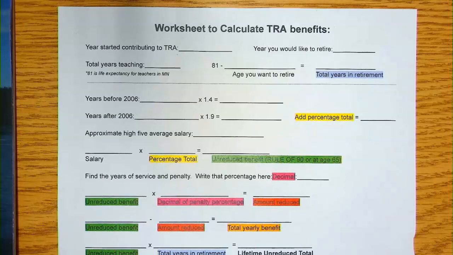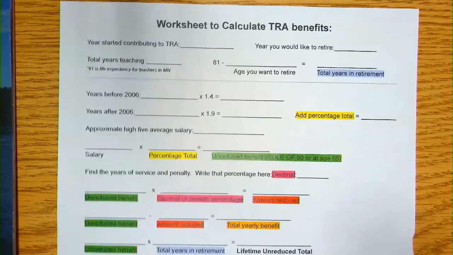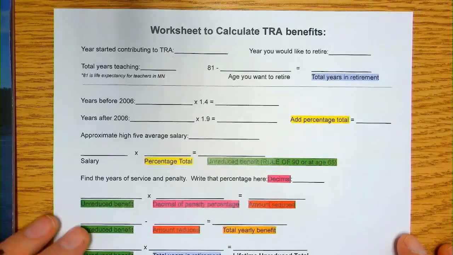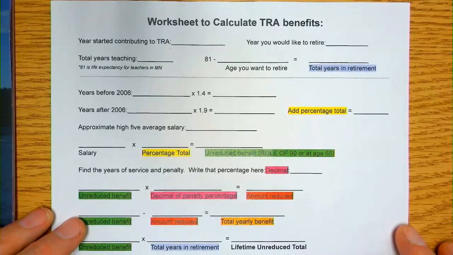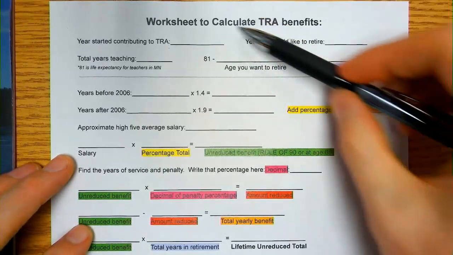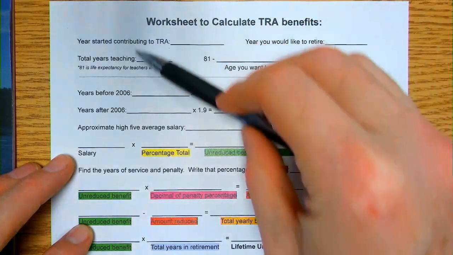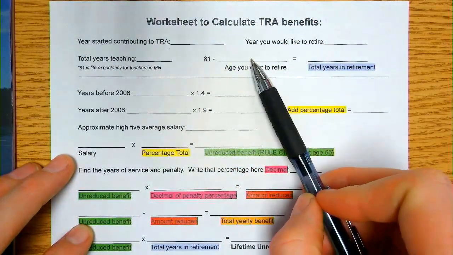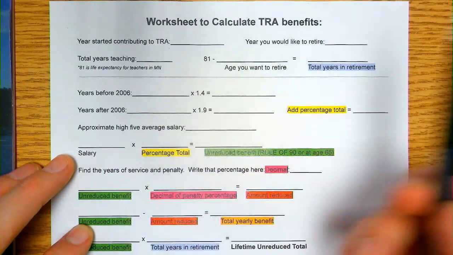All right, I'm going to go through a worksheet that I created to help you figure out what your TRA benefits would be. TRA's calculator or some of those things that they have in place right now may not necessarily give you all the details of how it works, so this is one of the ways that we can figure that out. Okay, so this top section is kind of important, but you can fill this out in any order. You could do this first or this one. Age you want to retire, total years of teaching, however you want to do that.